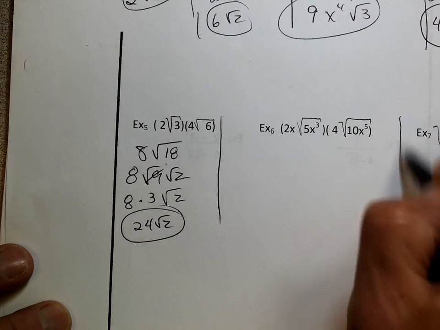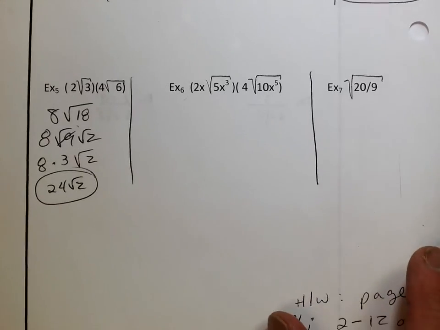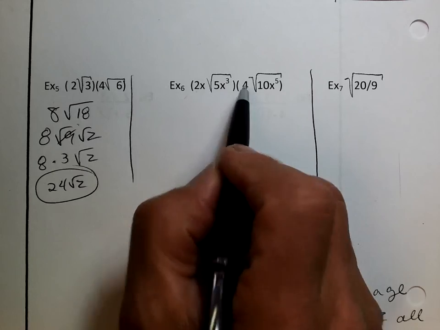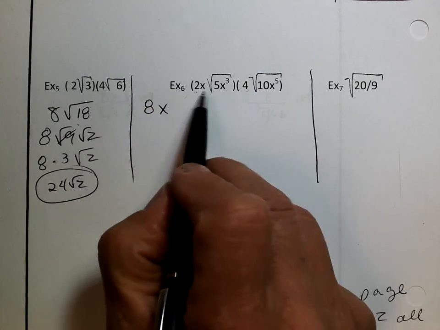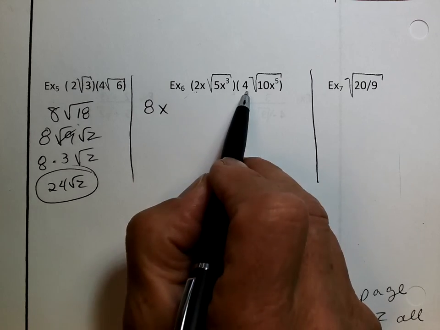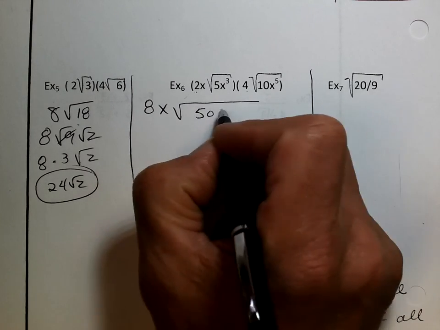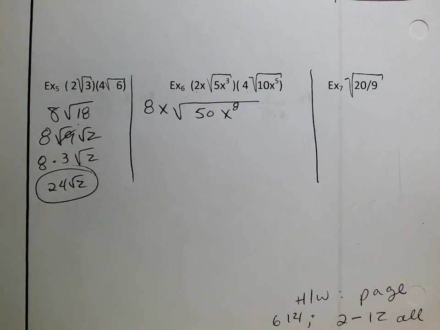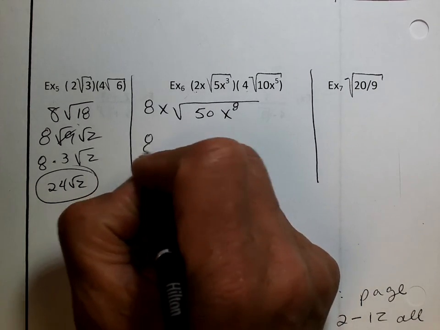Okay, number 6 is just like number 5, except it's a bigger, uglier version, okay? Number 5 and number 6 are the same kind of problem. So first, let's multiply and get an 8x, okay? The 8x, square root of 50x to the 8th, okay? Because I've multiplied my 5x cubed and my 10x to the 5th, okay? All right, the 8x we'll leave alone, okay?